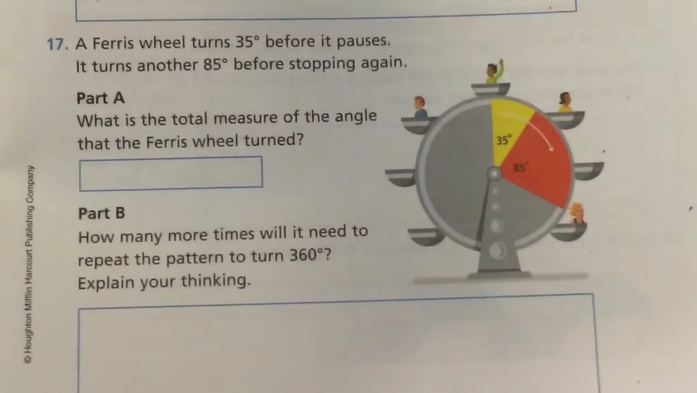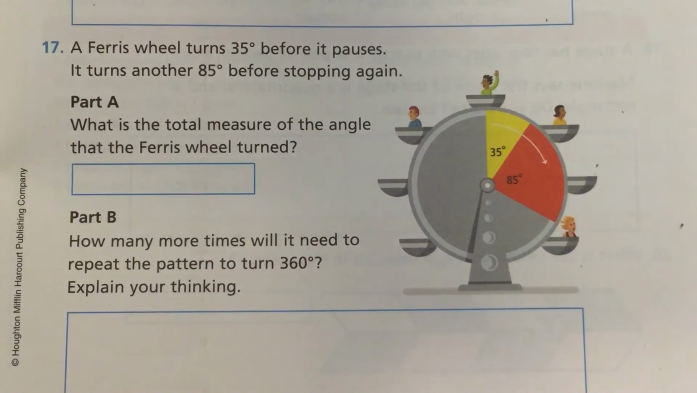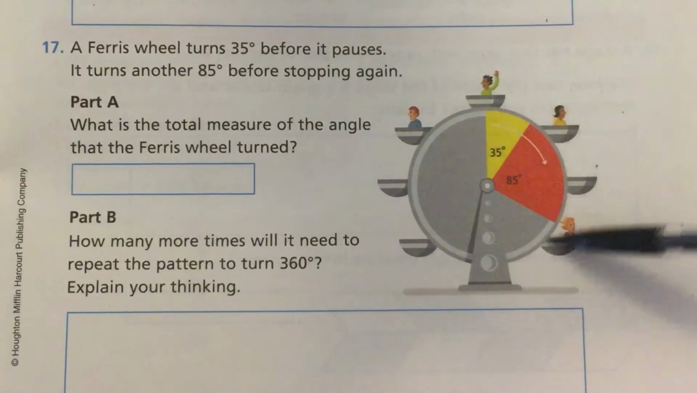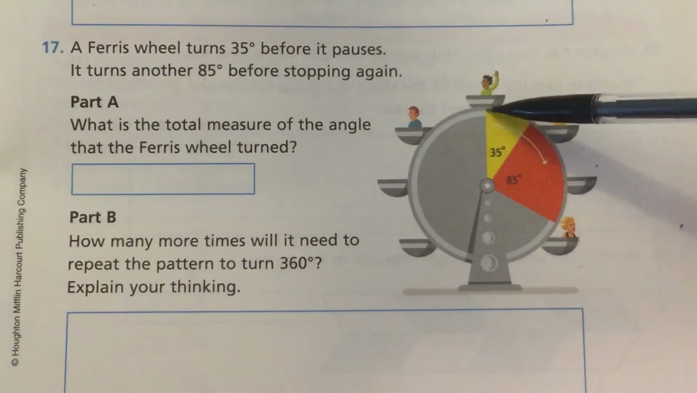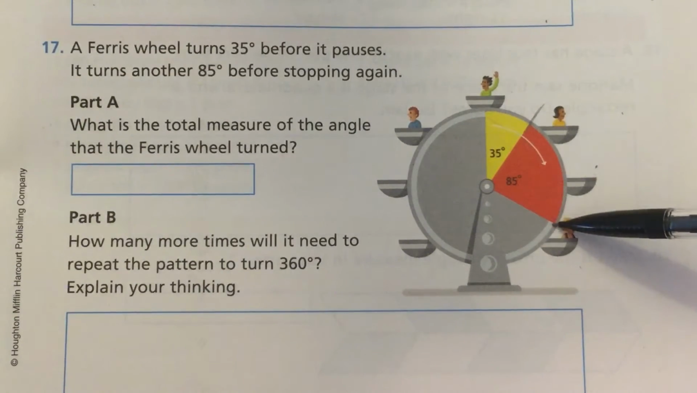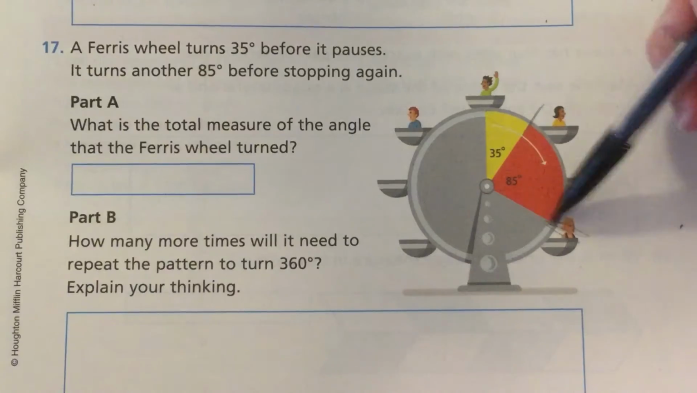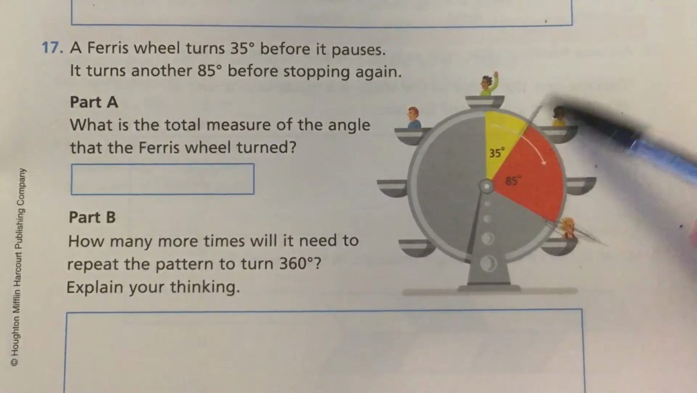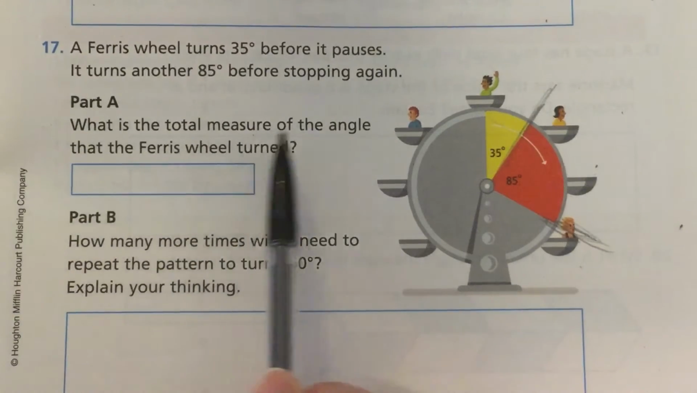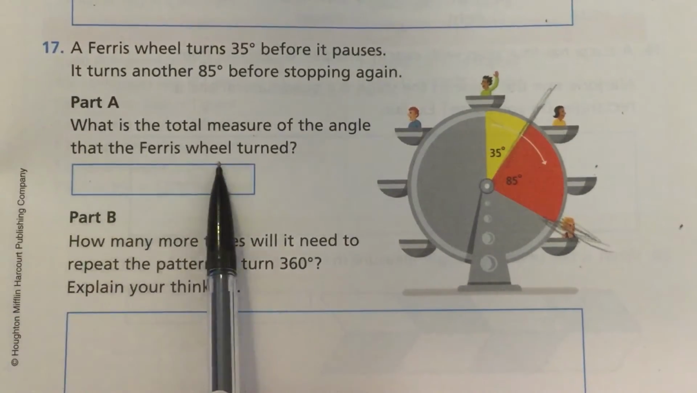Number 17, a Ferris wheel turns 35 degrees before it stops. Oh, okay, so here's our Ferris wheel. It's turning this way, and the yellow angle is showing us 35 degrees before it stops. So it stops there. Then it turns another 85 degrees, so that's my red angle, before stopping again. I love being on Ferris wheels when they stop like this. Okay, what is the total measure of the angle that the Ferris wheel turned?